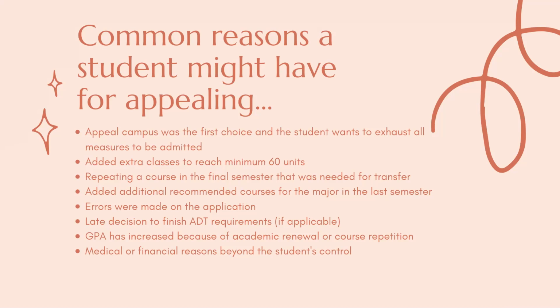You also might want to consider an appeal if you added additional recommended courses for the major in the last semester. Business is a really easy example. Let's say a student didn't want to do business calculus at all, and they realized after they got a denial letter from Long Beach that Long Beach really did want them to take business calculus. So they ended up enrolling in a late start class, and now they want to do an admission appeal saying, hi, thank you so much for reviewing my application. I'm in business calculus now. May I please have one more review to see if I'm eligible to be admitted? That's another example of when it would be a good idea.